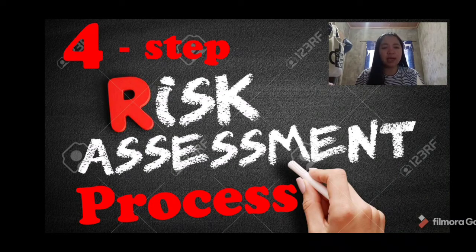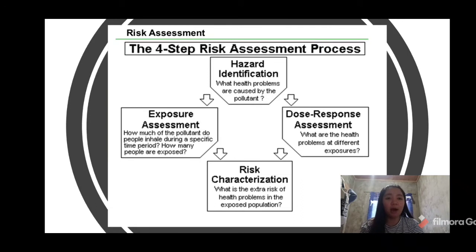At this point, I will be presenting the steps in the risk assessment process, and I will be assigned to discuss the first step, which is hazard identification, and the second step, which is dose response assessment. So these are the four steps in the risk assessment process. First is hazard identification. Second is dose response assessment. Next is exposure assessment. And lastly, the risk characterization.